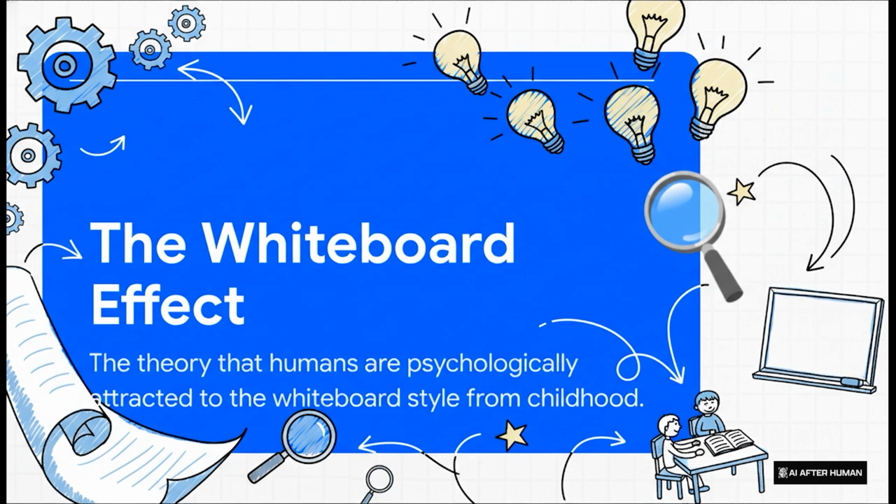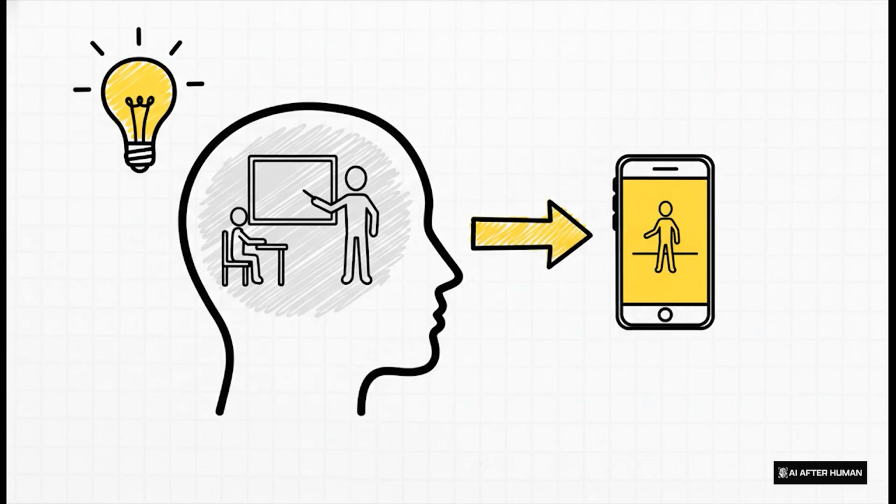We're basically wired from a young age to pay attention to this style. I mean, think about it, right? For most of us, the image of a teacher at a whiteboard explaining a new idea is a core memory from school. This style taps right into that feeling of nostalgia. It creates this immediate sense of authority and makes the information feel, well, educational and trustworthy.